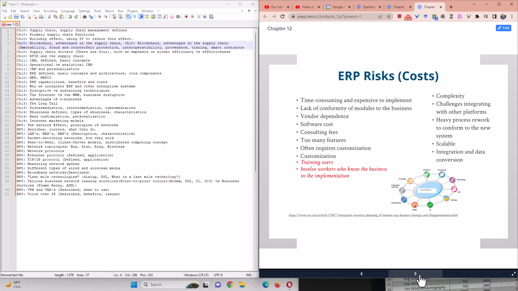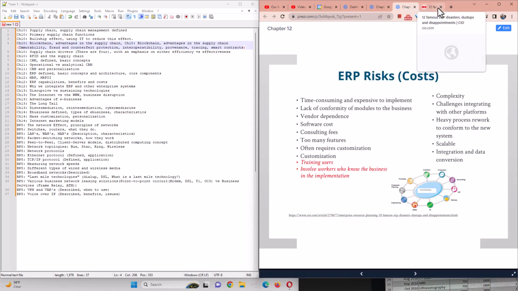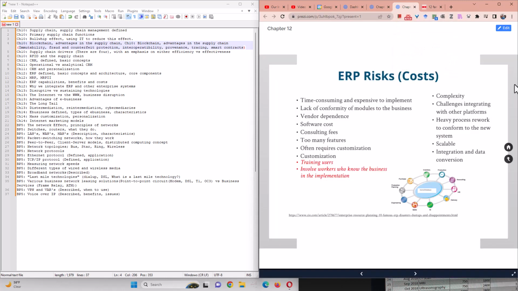There can be challenges integrating with other platforms like CRM and supply chain management. I've got a link down here at the bottom that will take you to 10 famous ERP disasters, and some of the issues with those disasters are integration issues, as a matter of fact. You're going to be reworking processes, the way information work is carried on in the organization. There's tremendous rework that goes on. You do things differently.